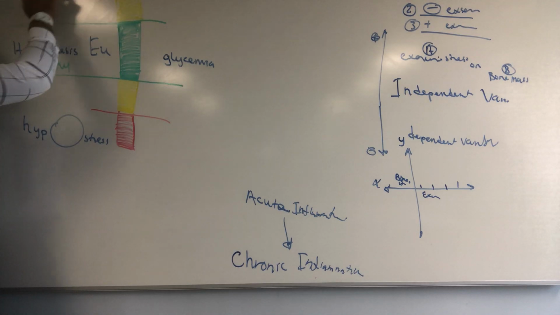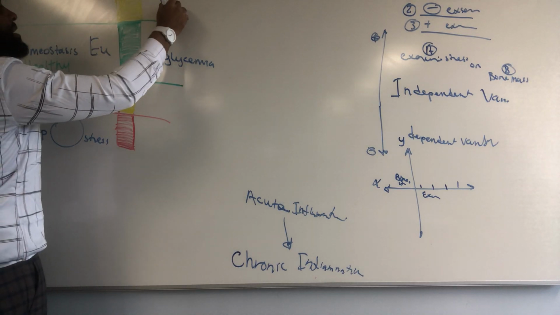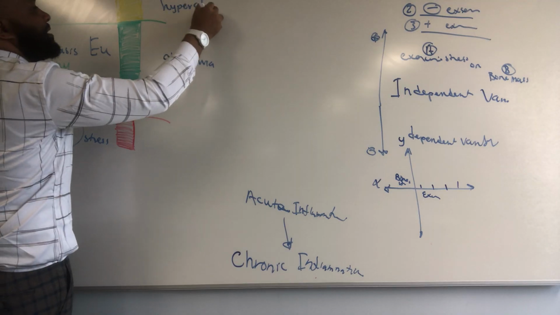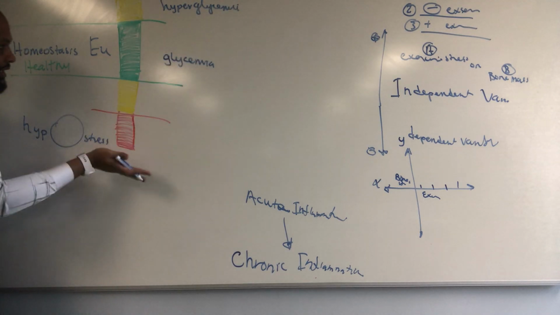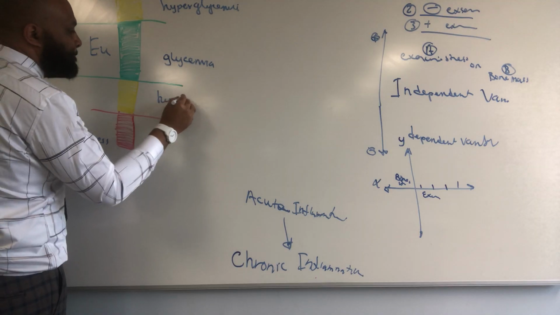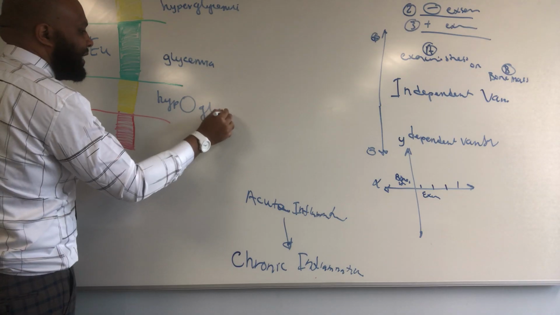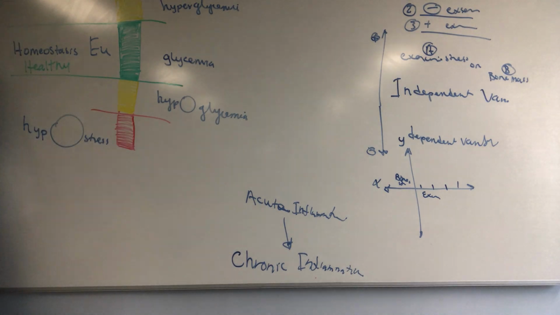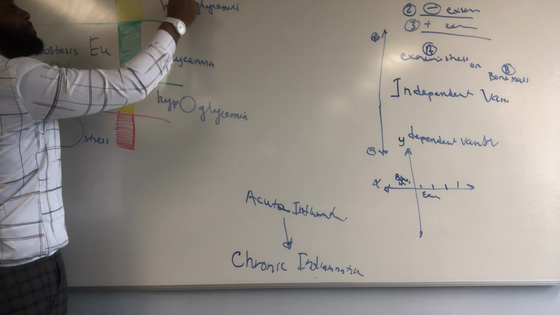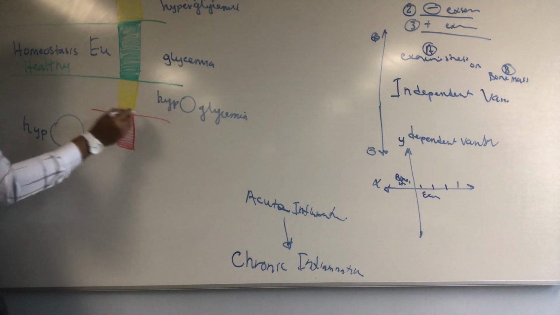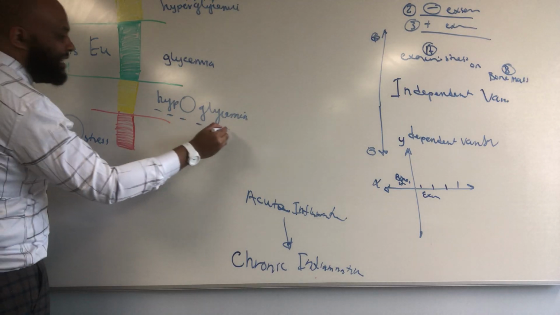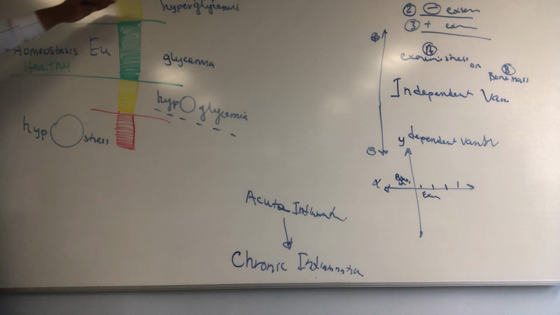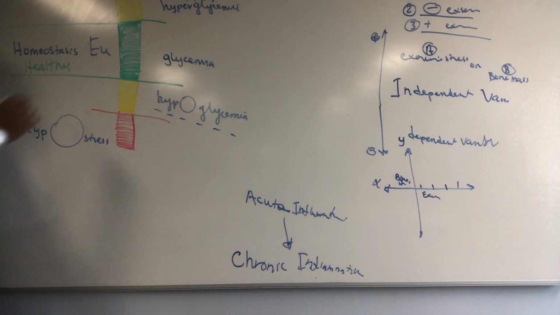If you have too much sugar, that's a hyperstress, known as hyperglycemia. If you have too little, that is hypoglycemia. Both of them are bad. This one is bad because it's hyper, plus, plus, plus, and this is bad because it's a drop, minus, minus, minus, hypo. We don't want hyper. We don't want hypo. We want euglycemia.